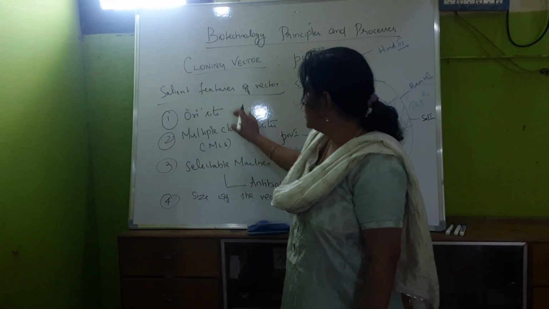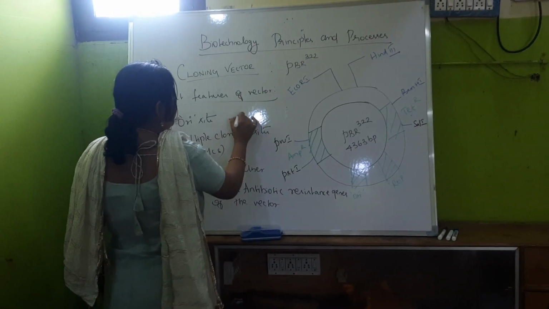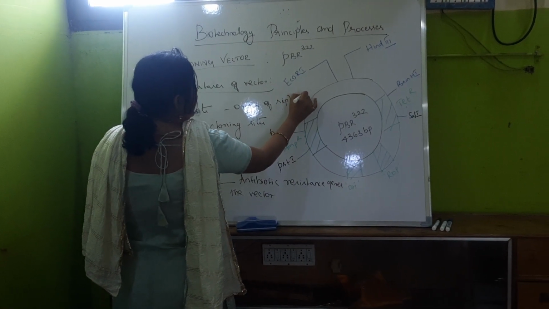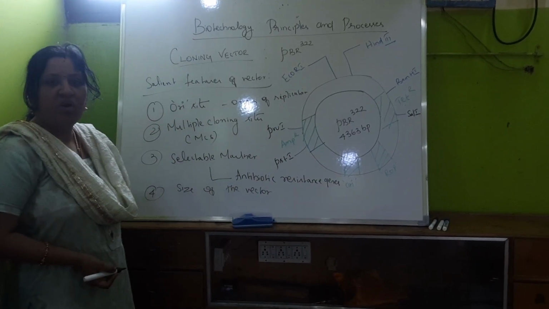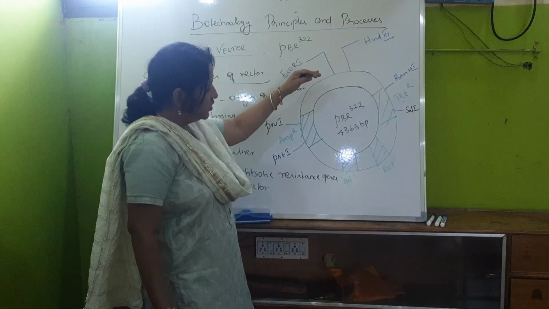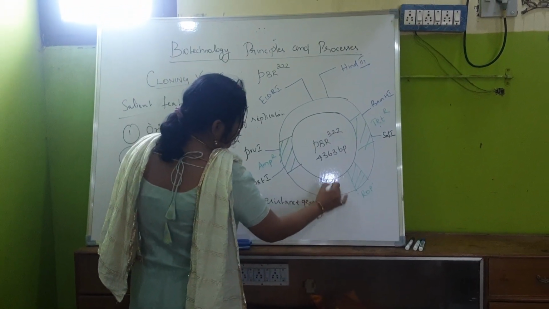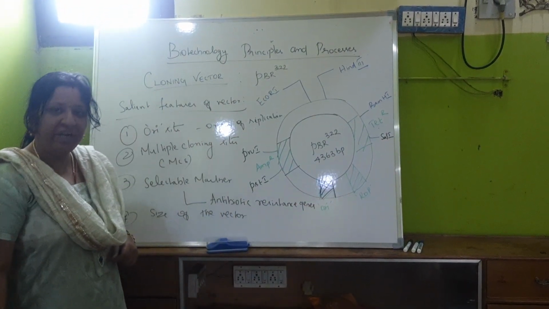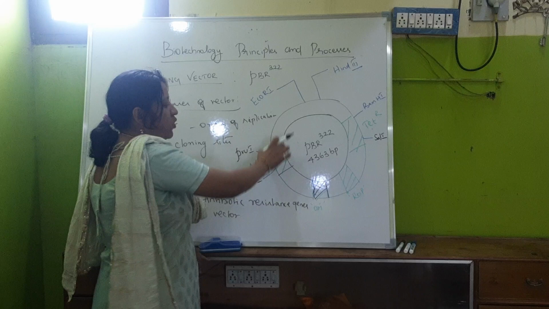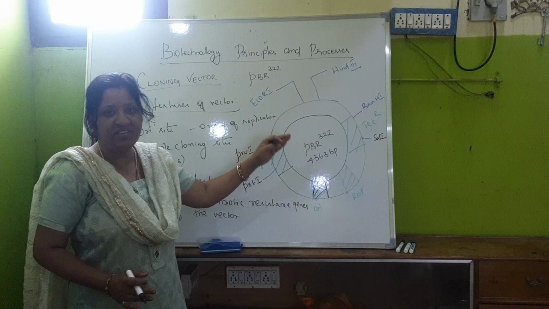So what is the first and foremost point? Ori site. What is meant by ori site? Ori means origin of replication. If you take any vector, it should contain one site which is called the origin of replication. For example, this is the structure of PBR322. As per our salient features, it contains ori. Ori means origin of replication. So what is the purpose of this origin of replication? Whatever gene you are inserting, see, our purpose is that the vector should carry the gene of interest.